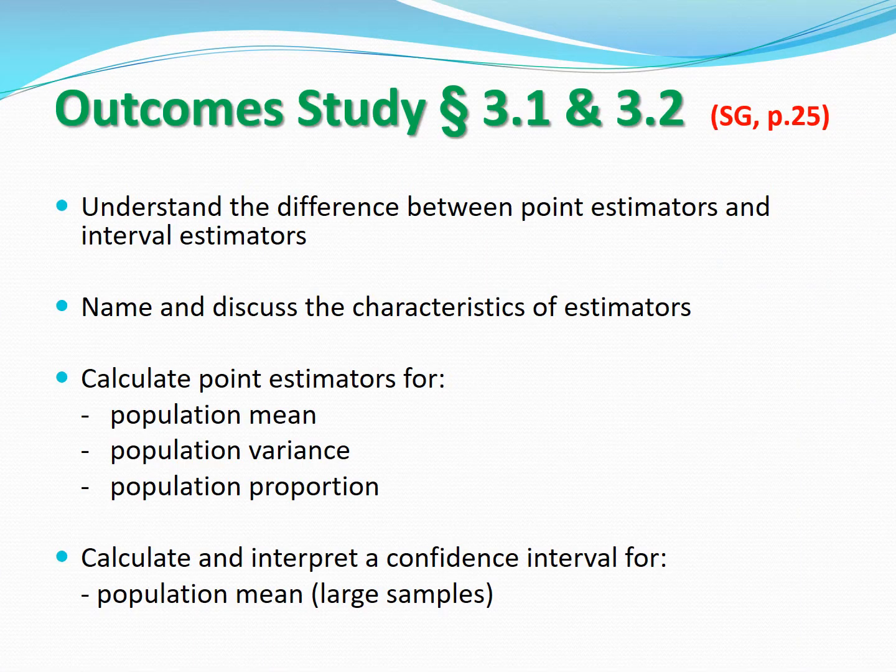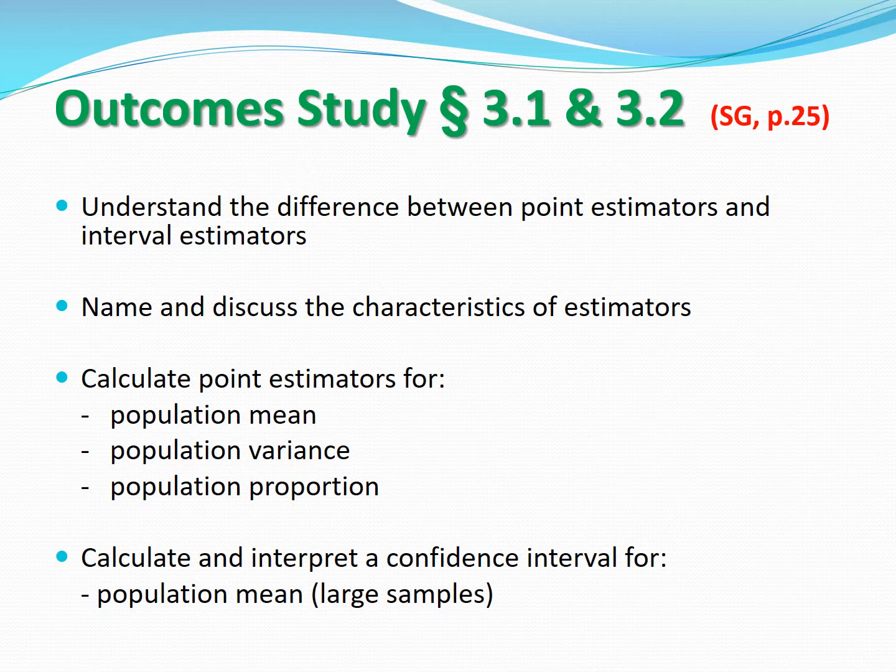If you look at the outcomes in the study guide, you should first of all, for the theory part, understand the difference between point estimators and interval estimators, and then also name and discuss three characteristics of estimators. Then for the application part, you should be able to calculate these 3-point estimators, and then also calculate and interpret confidence intervals for population means, where we make use of large samples, and that means sample sizes greater than 30.